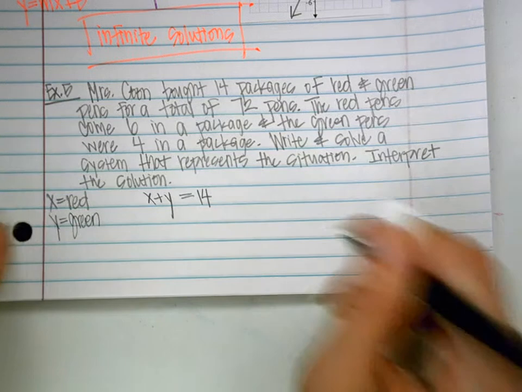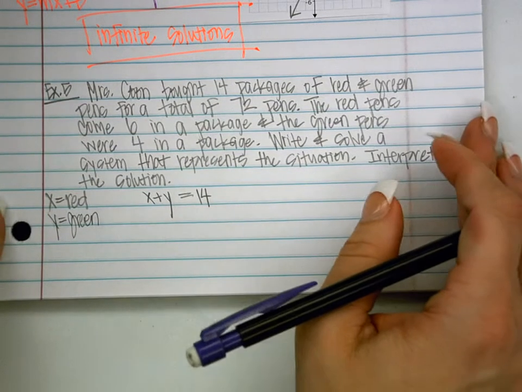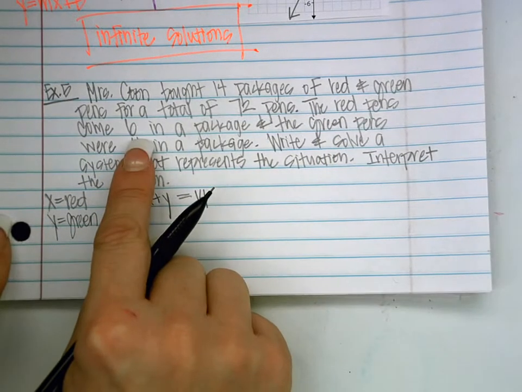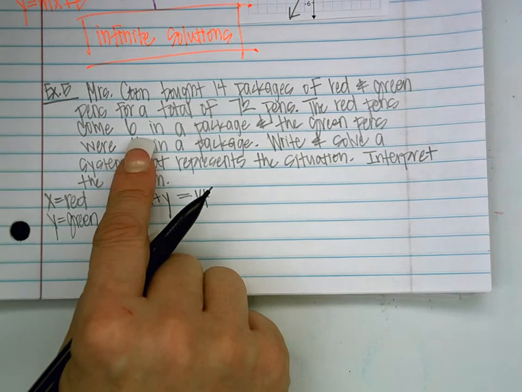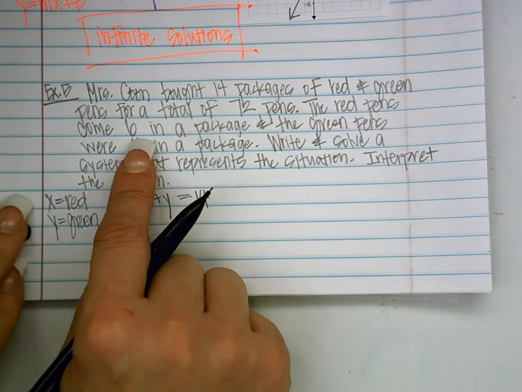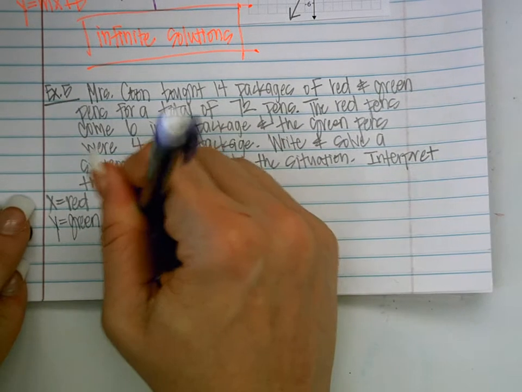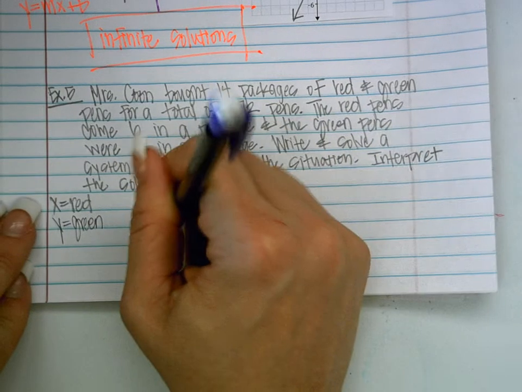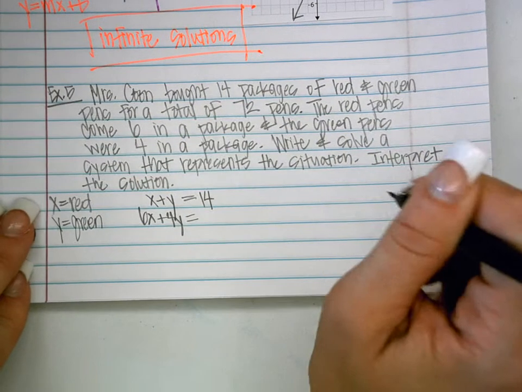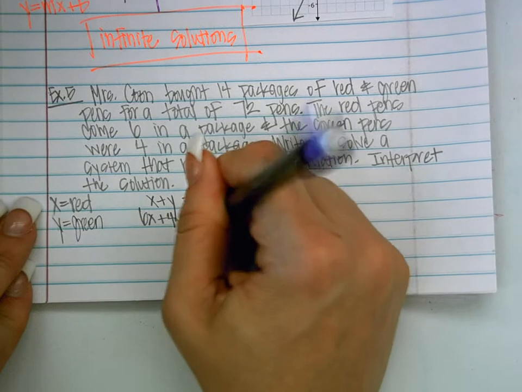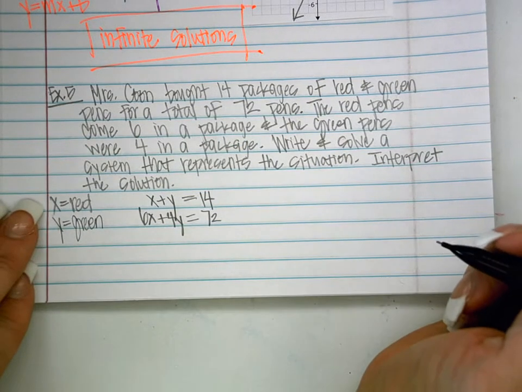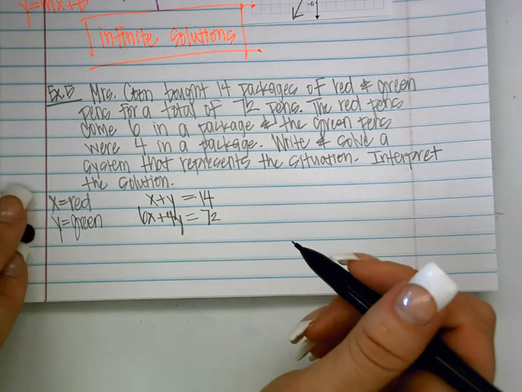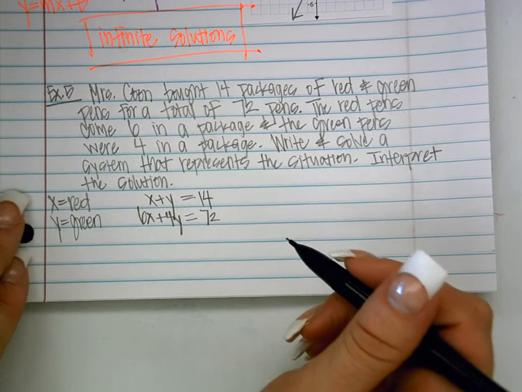But doesn't the x supposed to be by itself? We're going to get there. Then if the red pens come in 6, you would have to write 6x plus 4y for the green packages equals the total, 72 pens. What you actually have to do here is graph these and figure out where they cross.